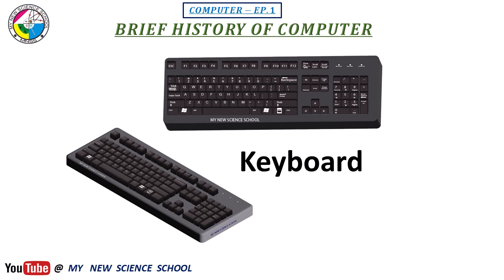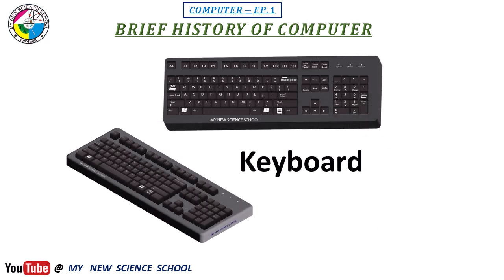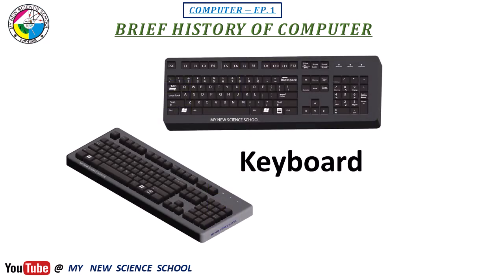The next components are the mouse and speaker. Mouse is just like the mice, a rat, something similar to a rat. It just resembles that animal. And these are speakers for sound. So these are different components of a computer. Together, they make up a computer.